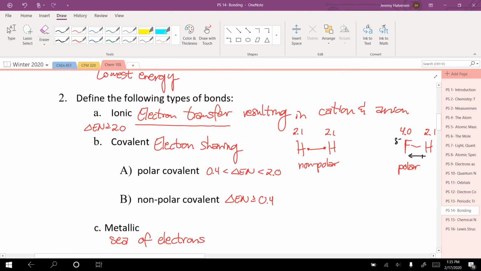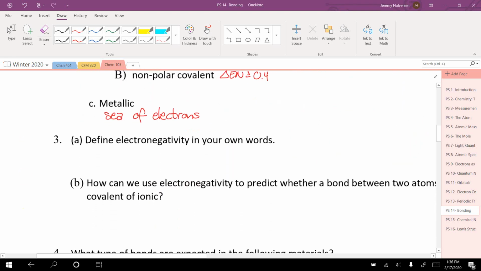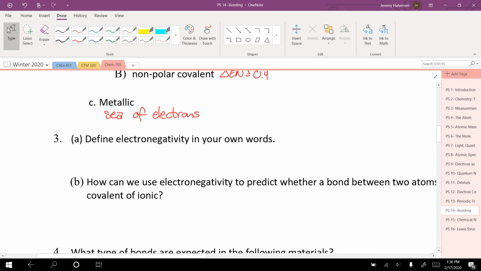All right, so that's our three different types of bonding, splitting up covalent into polar and nonpolar. And here that brings us to electronegativity. So if I were to define it, I'd say how much an atom pulls on electrons in a bond.